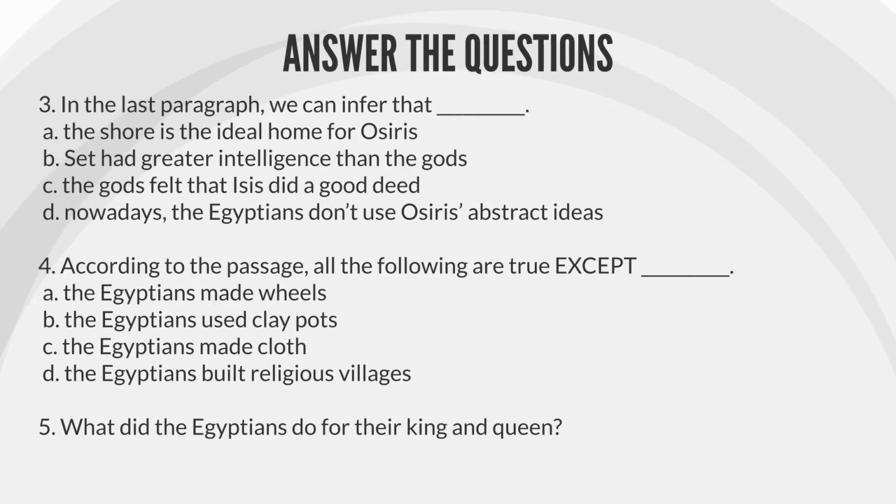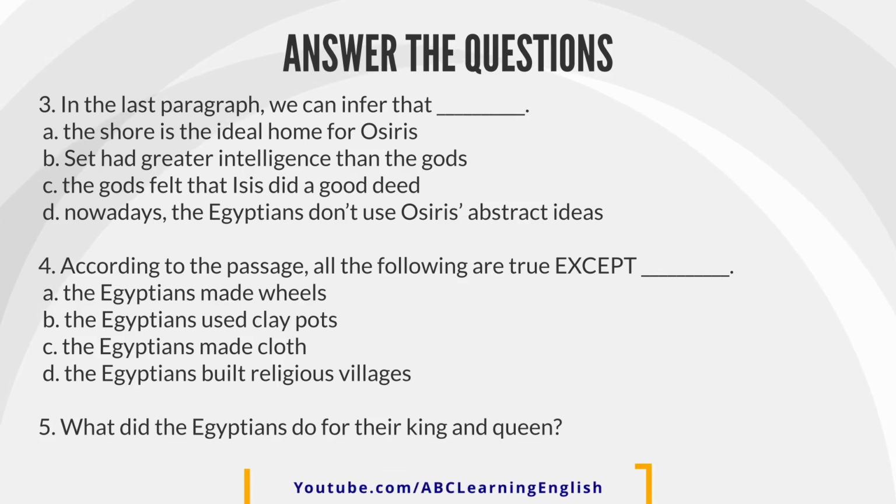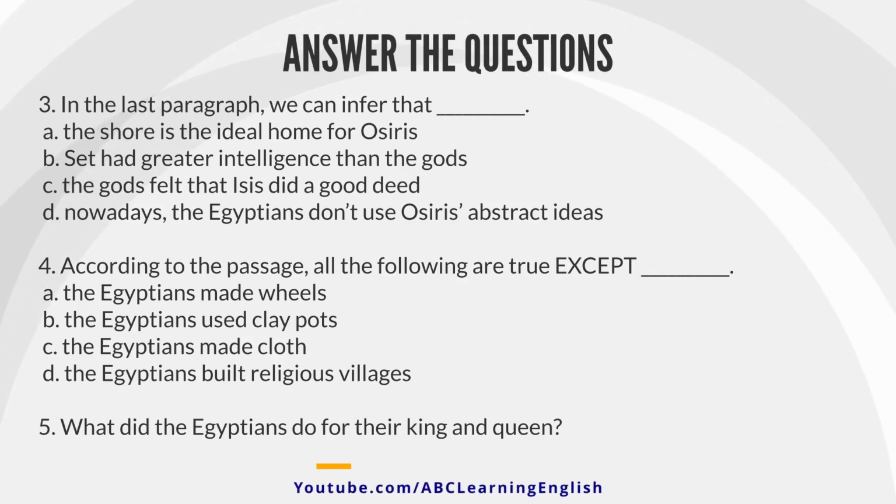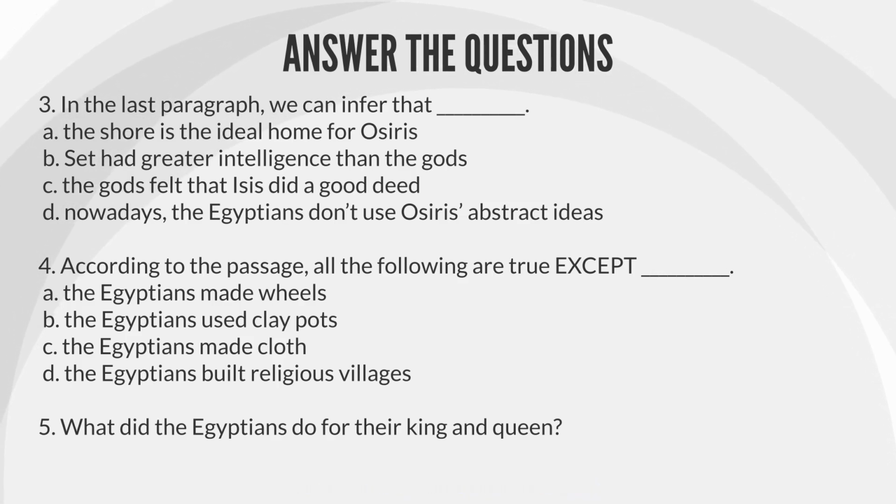3. In the last paragraph, we can infer that A. The shore is the ideal home for Osiris. B. Set had greater intelligence than the gods. C. The gods felt that Isis did a good deed. D. Nowadays, the Egyptians don't use Osiris' abstract ideas.